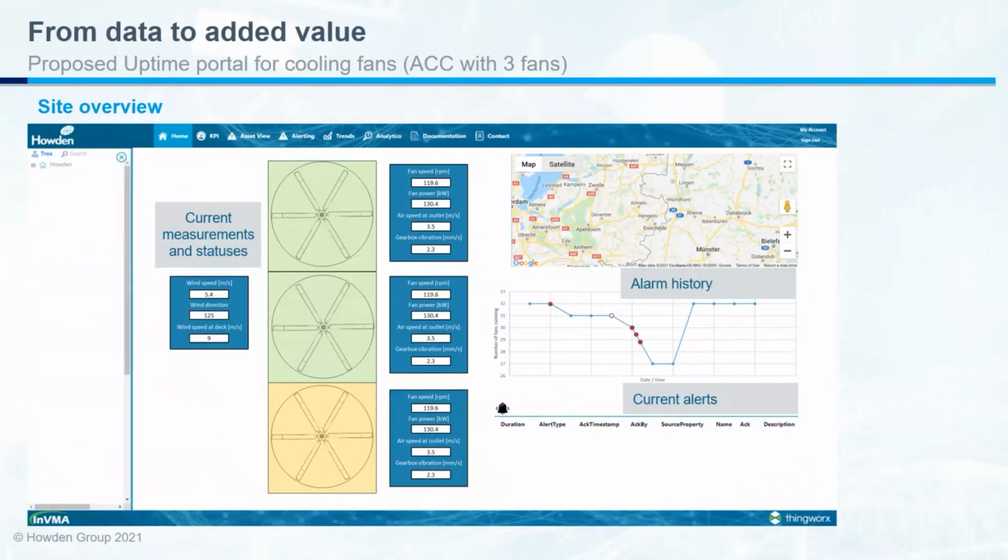This is a screen that shows what we are envisioning to show with the installation next year. So you can see the current status of the fan with the health score. We will use colors. Green, everything is all right. Orange, there are minor problems, and red, you really need to get to this fan as there are big problems. Showing information like fan speed, fan power, and also alarm histories and current alerts.